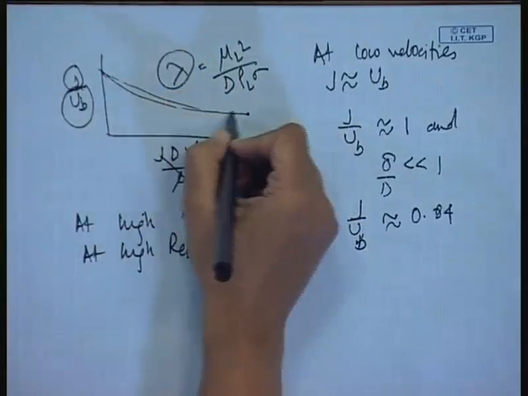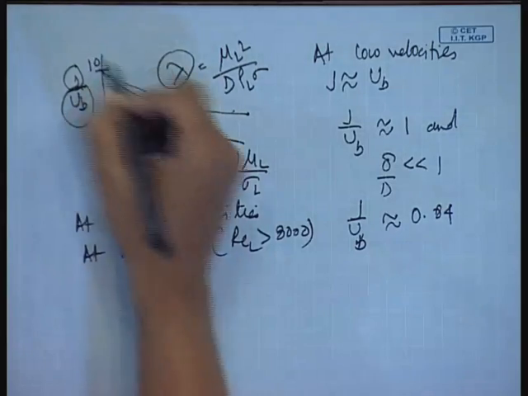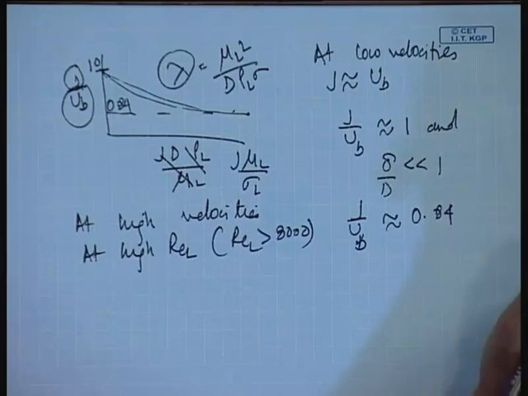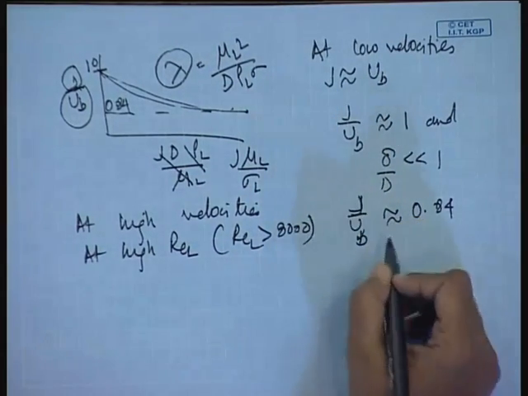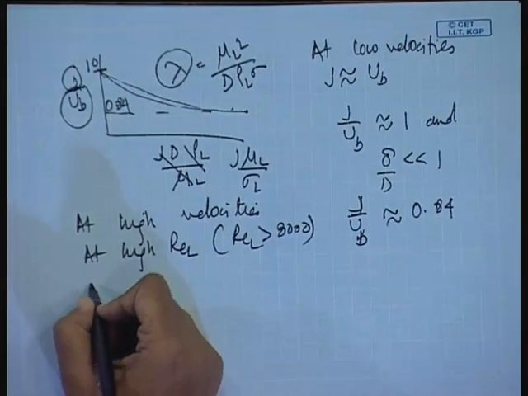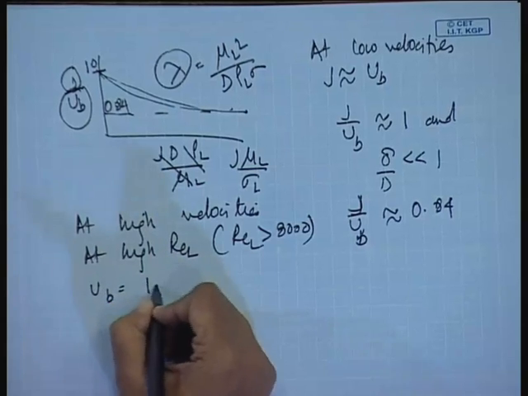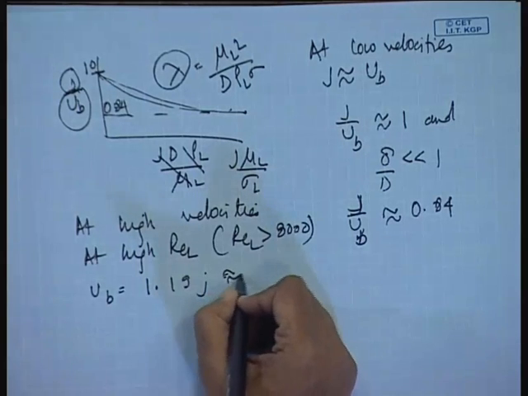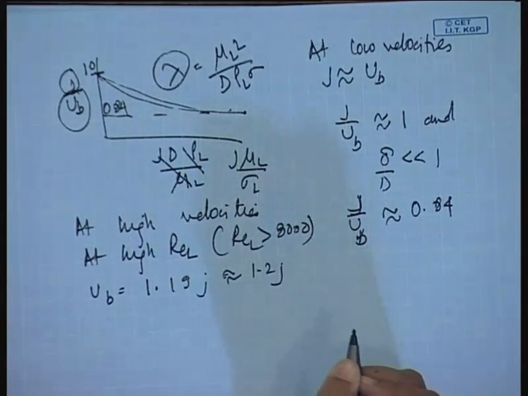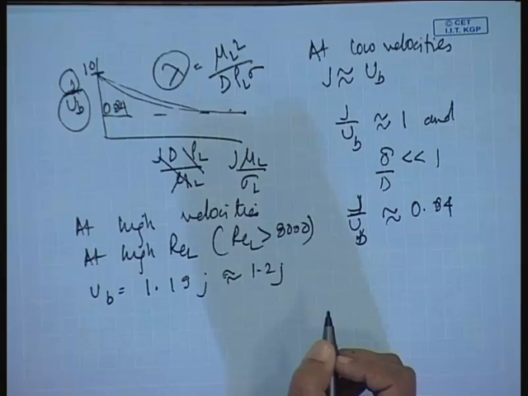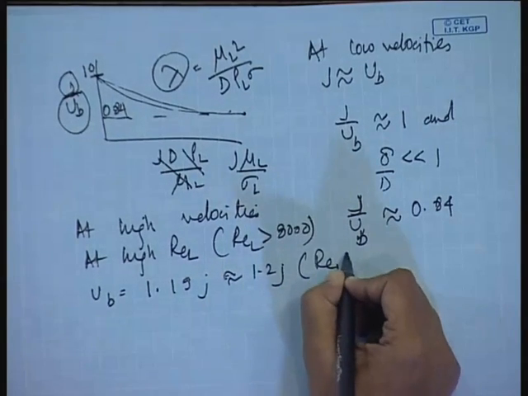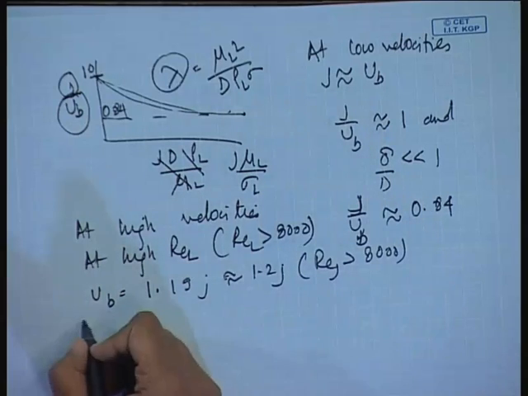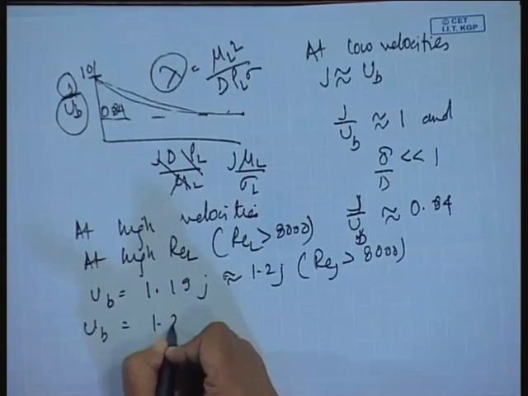Usually if you plot this graph, we find that it starts from 1.0 and reaches an asymptotic value at about 0.84. Okay. So if J by UB equals 0.84, then what is UB equal to? It is almost 1.19 J, correct, which is close to about 1.2 J, the value which we have obtained for vertical slug flow. This is obtained for REJ greater than 8000, correct. So for those particular cases UB equals 1.2 J.